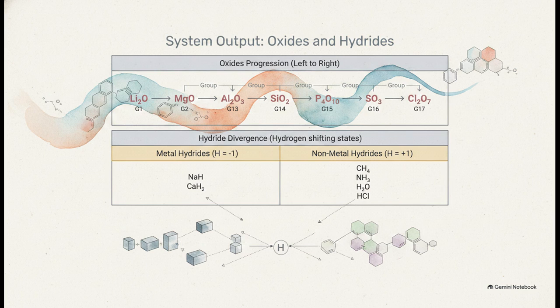When you combine elements from left to right with oxygen, the blueprint flawlessly maps the shifting architecture of the resulting oxides. It goes from lithium oxide in group 1, cleanly progressing step by step all the way to chlorine heptoxide in group 17. And the exact same perfectly logical divergence happens with hydrides, as hydrogen cleanly shifts its oxidation state when interacting with metals versus nonmetals. It's almost beautiful how perfectly it works.